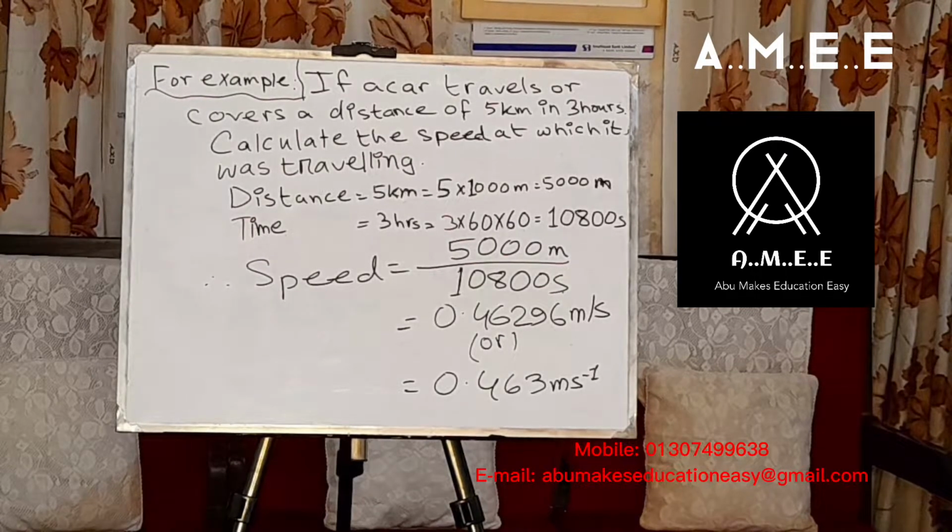For this reason, I have directly multiplied by 3600, or shown 60 into 60. 3 hours time is given. We can directly multiply 3 into 3600 and we will get the result: 10,800 seconds. 3 hours contain 10,800 seconds.